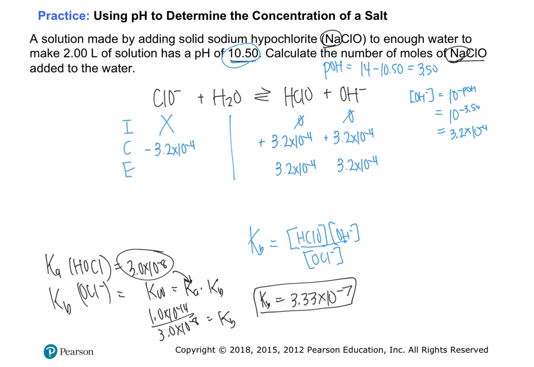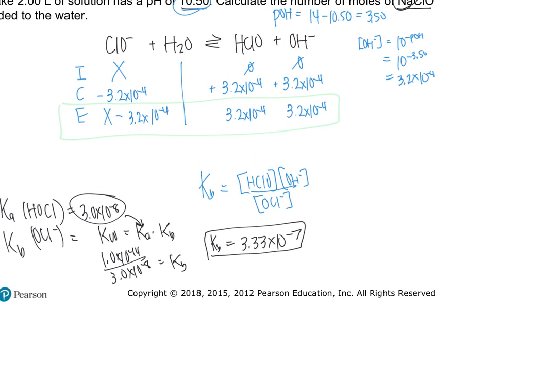Okay, so then at the end for hypochlorite, I have the amount I started with in concentration minus 3.2 times 10 to the negative 4. So I have my equilibrium amounts. Here they're all filled in, only one unknown. So I can plug that in now. So let's plug that into Kb.